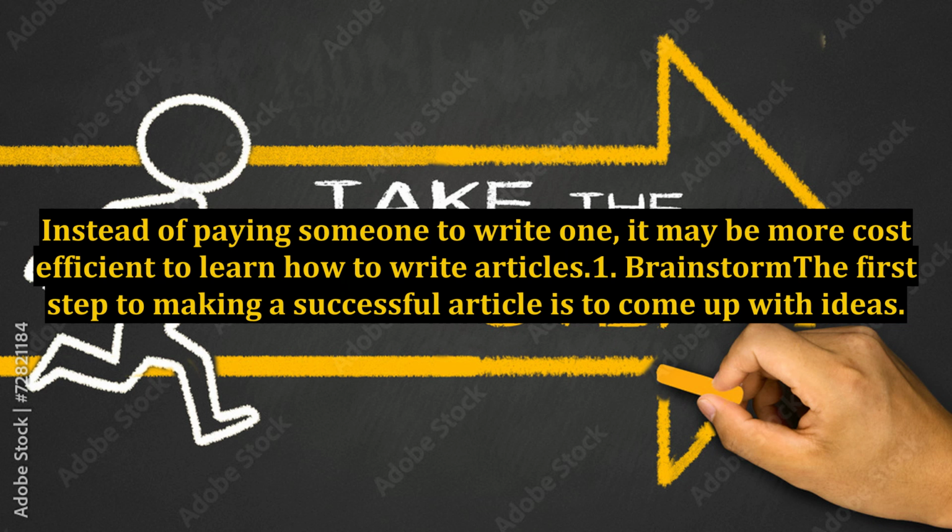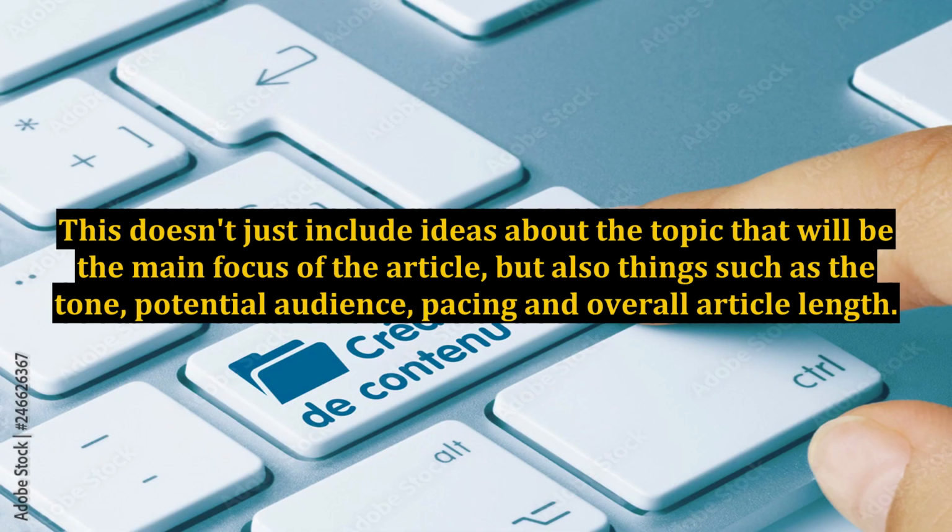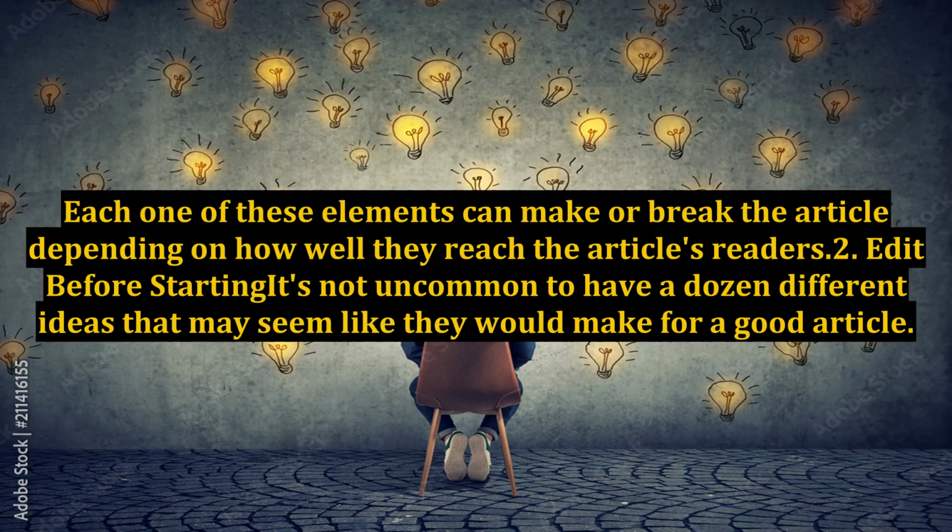Point 1. Brainstorm. The first step to making a successful article is to come up with ideas. This doesn't just include ideas about the topic that will be the main focus of the article, but also things such as the tone, potential audience, pacing, and overall article length. Each one of these elements can make or break the article, depending on how well they reach the article's readers.